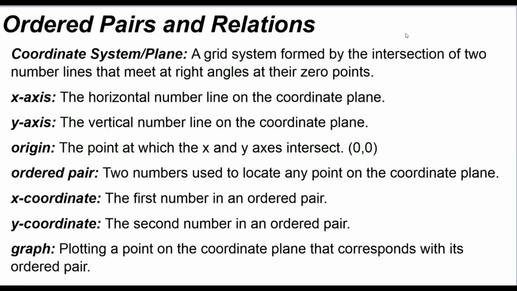And we're going to use ordered pairs, which are two numbers used to locate any point on the coordinate grid. The first number in that ordered pair is the x coordinate. It tells you where to go on the x-axis. The second number in the ordered pair is the y coordinate. It tells you where to go on the y-axis. And then when we plot a point or find a point on the coordinate plane, that's called graphing.